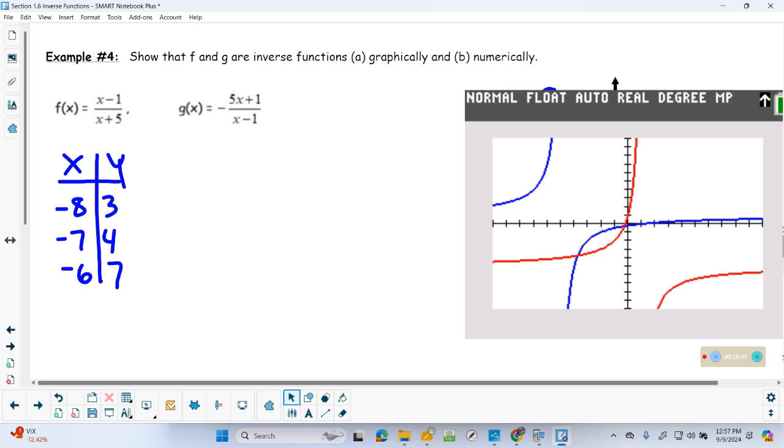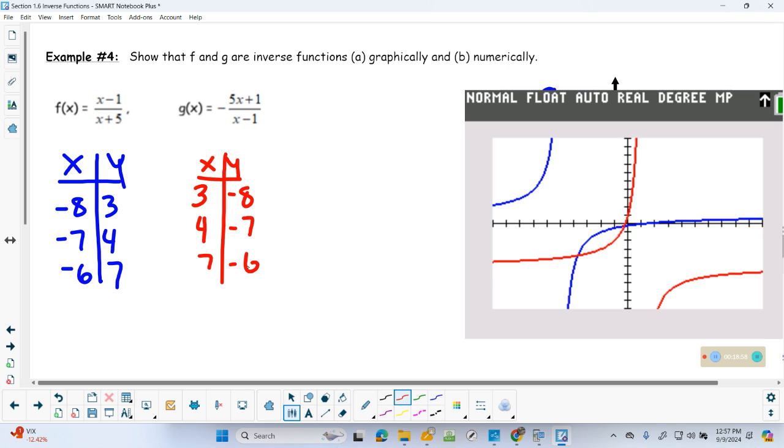Maybe it doesn't have to be perfect. You're finishing getting your graph. I'm going to go ahead too and do my table here because they want me to show that. Obviously on the table it was 3, -8, 4, -7, 7, -6. You might have different points, that's fine. Don't forget too, just check it.